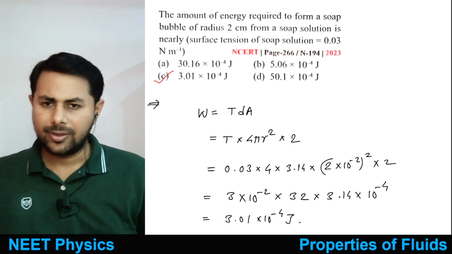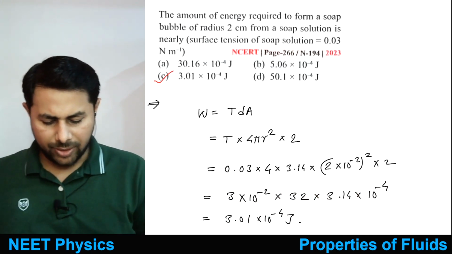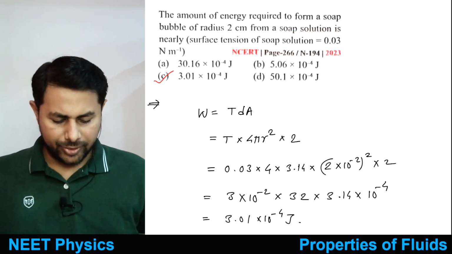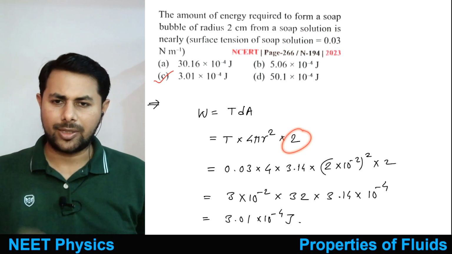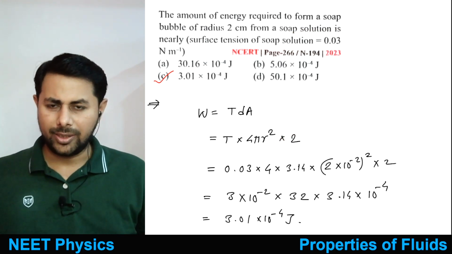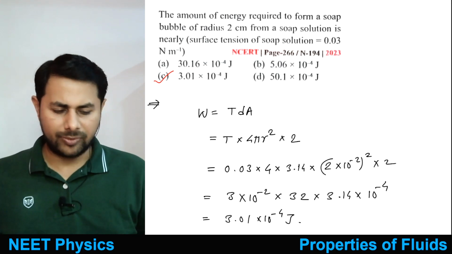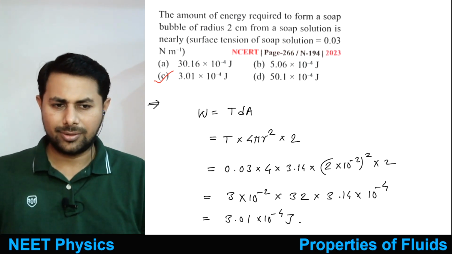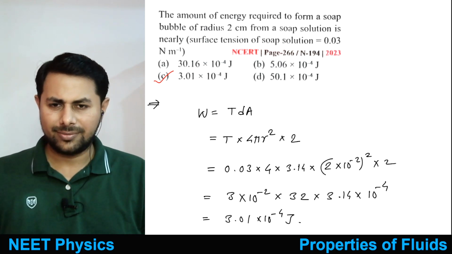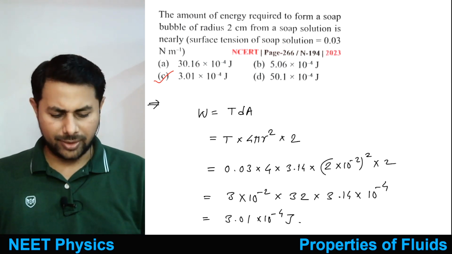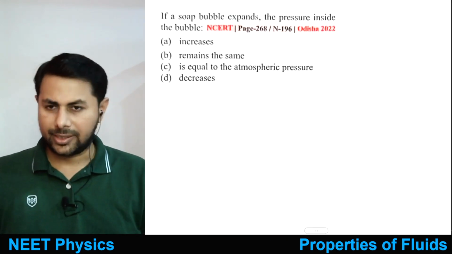So this is simple, right? There is only one thing that we need to remember, that it's a soap bubble. If it is a bubble, then we need to multiply by 2, because there will be two free surfaces, one inner free surface and one outer free surface. This is clear? Okay, good. Let's see the next one.